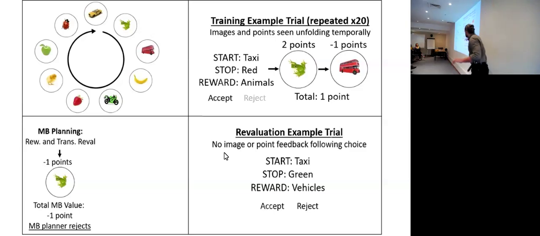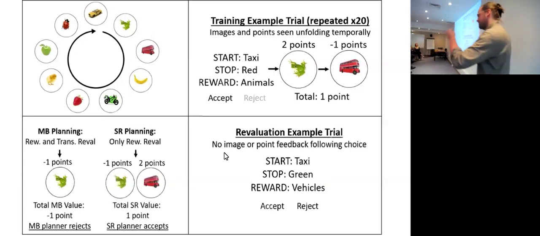So if you think about this case, given that this is what they experience during training, if we have a model-based learner, then they know that after the taxi comes the frog. So that means that they should stop after the frog. They're not going to get any longer in that task. And vehicles is currently rewarded. So that means that after frog, let's stop, and that's a -1. So the total points is going to be -1. That's what they expect if they're a model-based planner.